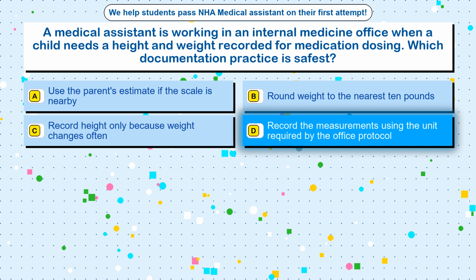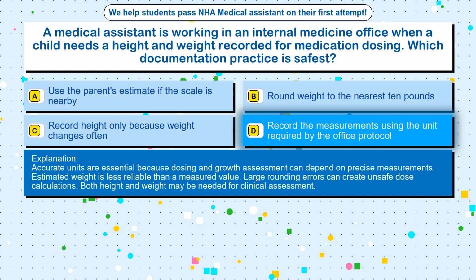The correct answer is option D, record the measurements using the unit required by the office protocol. Accurate units are essential because dosing and growth assessment can depend on precise measurements. Estimated weight is less reliable than a measured value. Large rounding errors can create unsafe dose calculations. Both height and weight may be needed for clinical assessment.